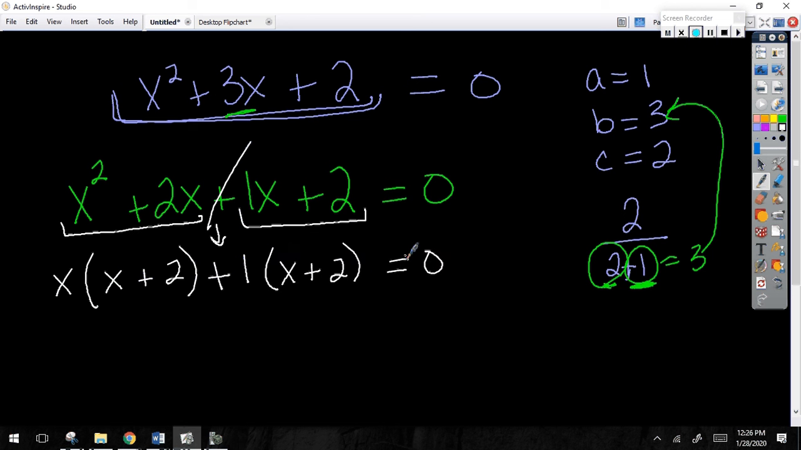Now if you look, what do you notice they have in common or is the same? x plus 2. So you're going to take that away, write it one time, and then write what's left. What's left over?